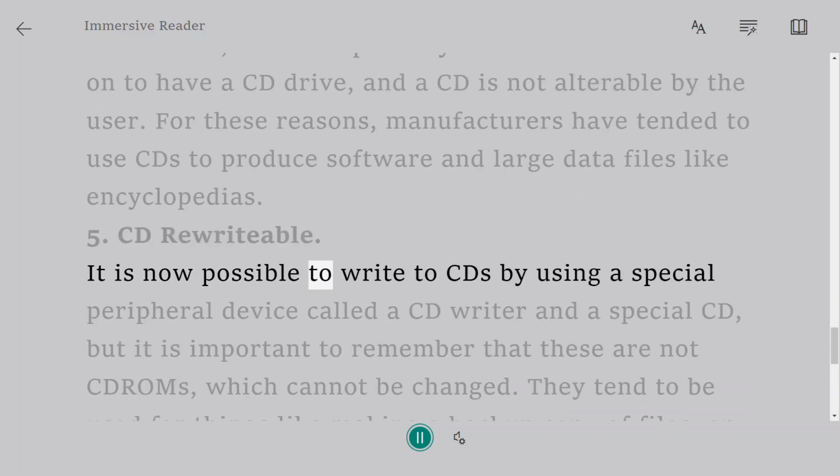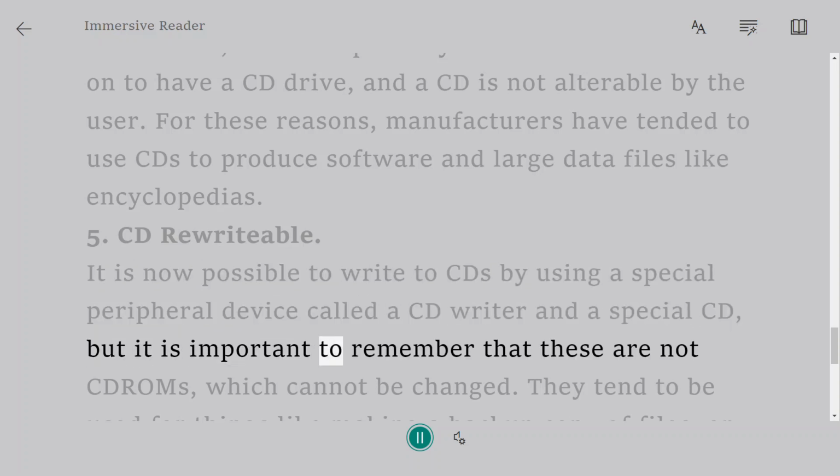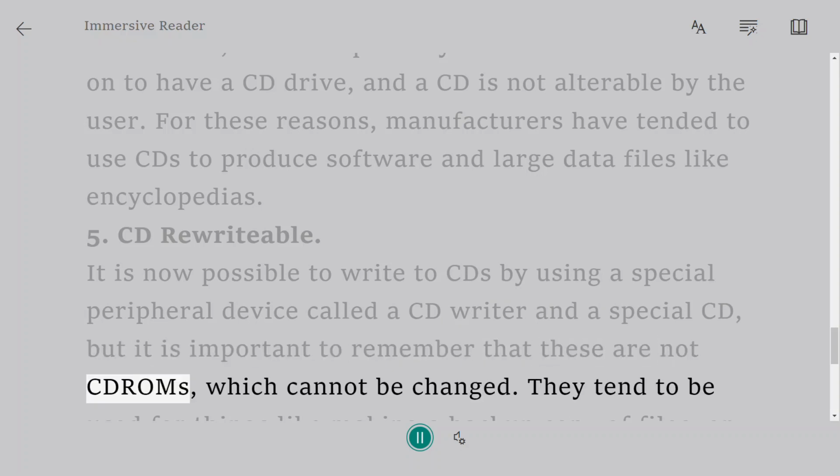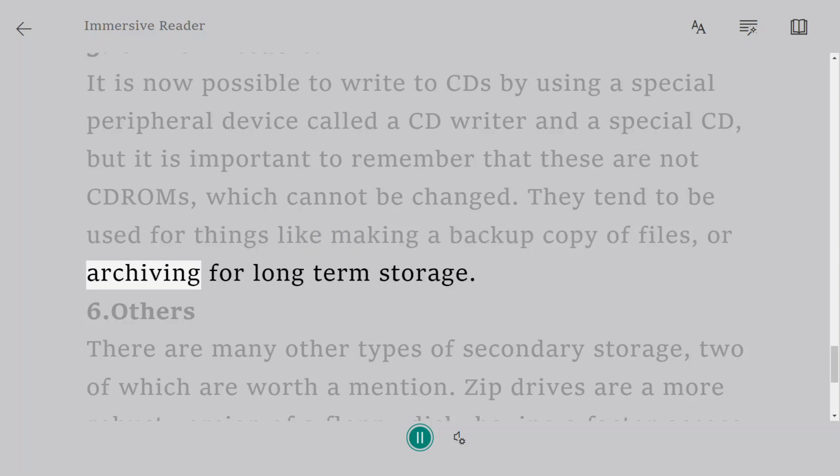5. CD rewritable. It is now possible to write to CDs by using a special peripheral device called a CD writer and a special CD, but it is important to remember that these are not CD-ROMs, which cannot be changed. They tend to be used for things like making a backup copy of files, or archiving for long-term storage.